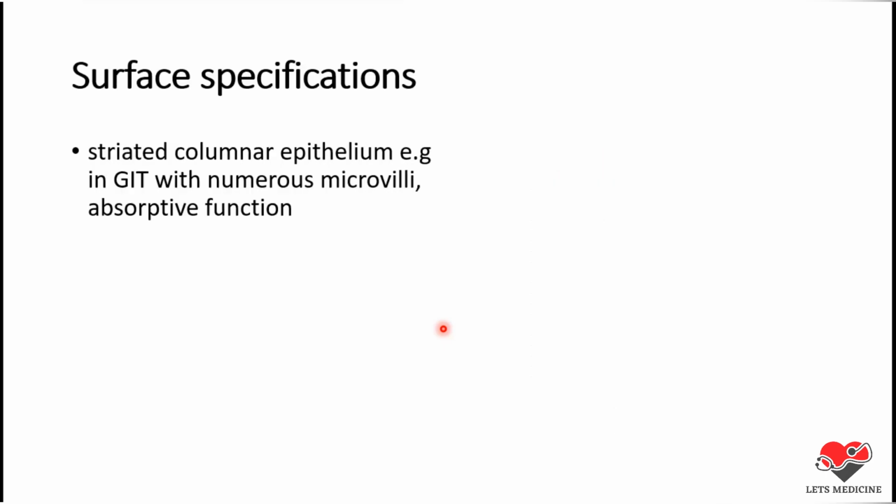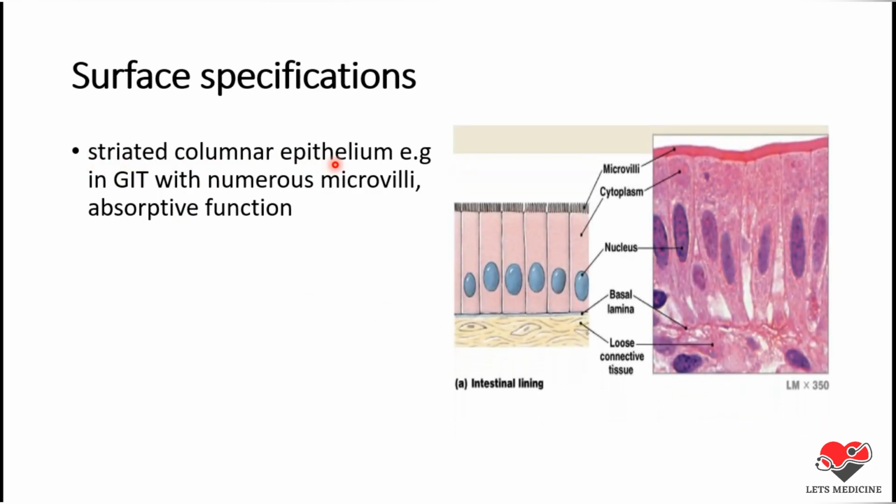Okay, we have certain specifications associated with the surface of tall columnar epithelium. First of all, we will discuss the striated columnar epithelium. By the word striated columnar epithelium, we mean that the surface membrane or the plasma membrane of the epithelial cell is thrown into numerous small folds, and these folds are called microvilli. Okay, so the microvilli are the plasma membrane extensions of these epithelial cells. So they make a small border on the surface of epithelium, which is termed as brush border.